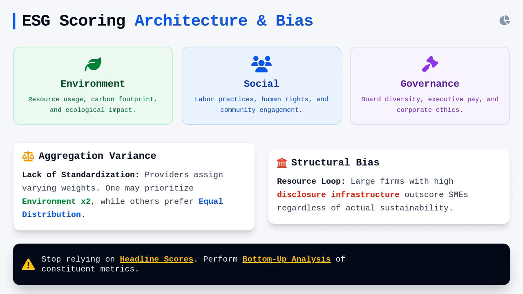This structural bias necessitates that practitioners look beyond the headline score and perform a bottom-up analysis of the underlying data points. Relying on an aggregate score without investigating the constituent metrics can lead to a fundamental misunderstanding of the actual sustainability profile a firm presents.